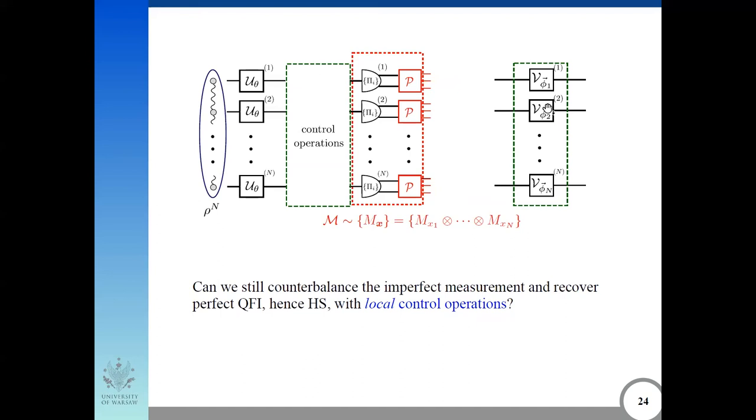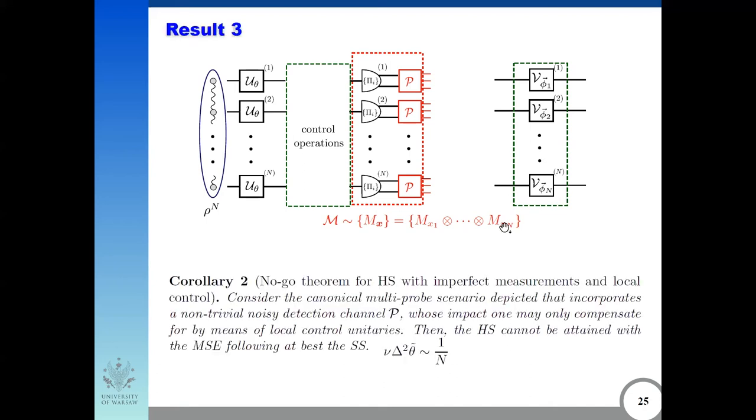Now finally the last part. As said, we're going to the third result, where instead of global control operations, I have local operations. For each probe, I have one unitary, and I don't have a global one that mixes the whole of the state. So the question is, can we still counterbalance this effect of the imperfect measurements and recover the perfect QFI, and therefore the Heisenberg scaling, with just this kind of control operations? And the answer is no.